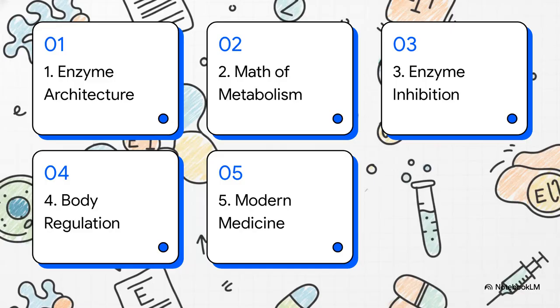All right, here is our roadmap for today. First, the architecture of biological catalysts. Second, the math of metabolism. Third, stopping the reaction, inhibition. Fourth, regulating the body's chaos. And finally, number 5, enzymes in modern medicine.